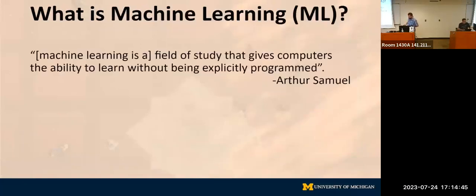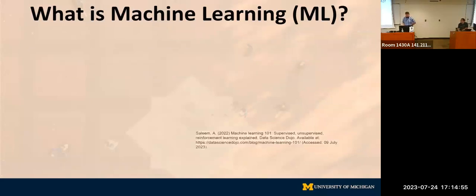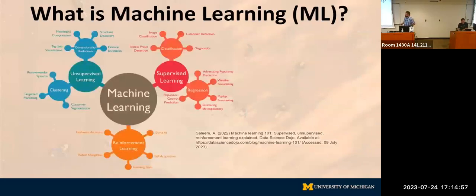So where does machine learning fit? Machine learning is a field of study that gives computers the ability to learn without being explicitly programmed. That was by Arthur Samuel. This horrible plot that I kind of love shows the various types of machine learning that you have. You'll have heard of some of these in the past, and this plot gives some example usages of them. This is barely scratching the surface.